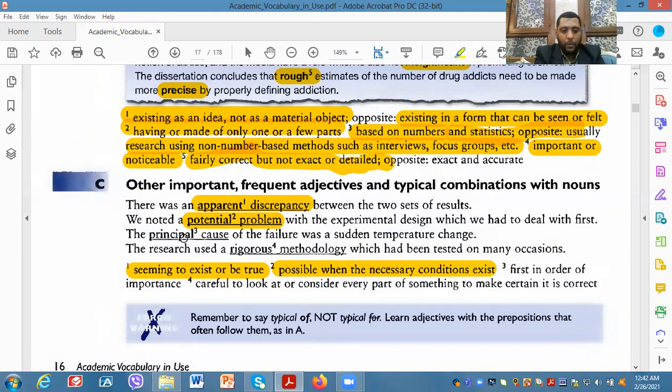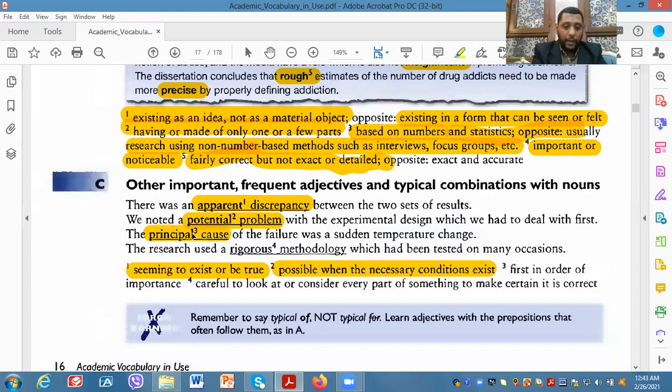As for the third example of typical combinations between adjectives and nouns: the principal cause of the failure was a sudden temperature change. So where's the adjective? Here is principal. Principal is an adjective.